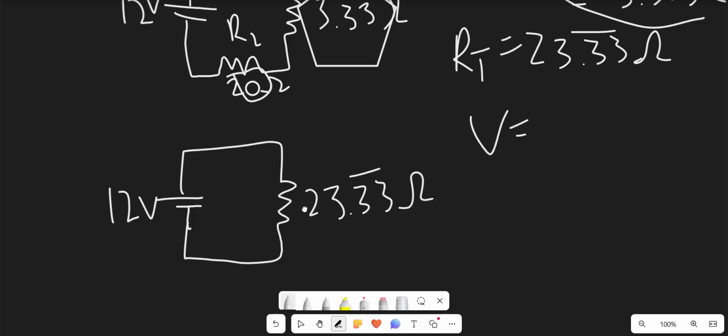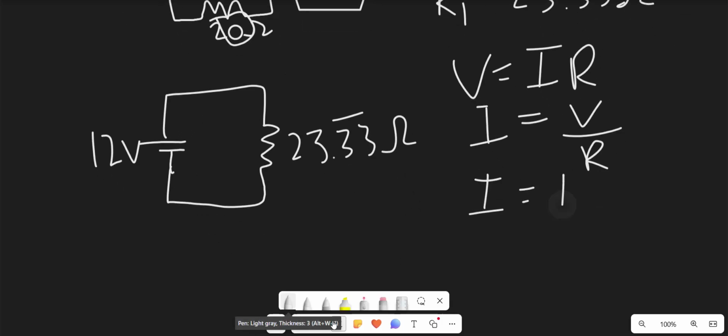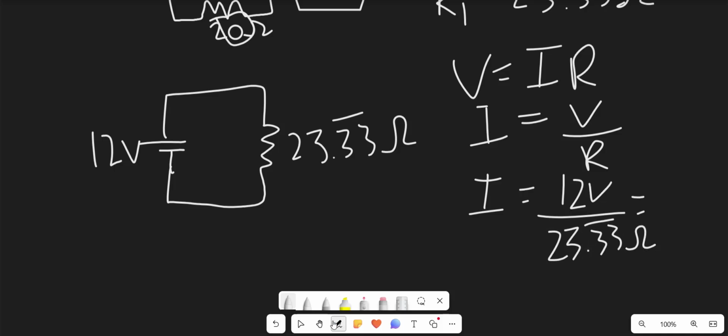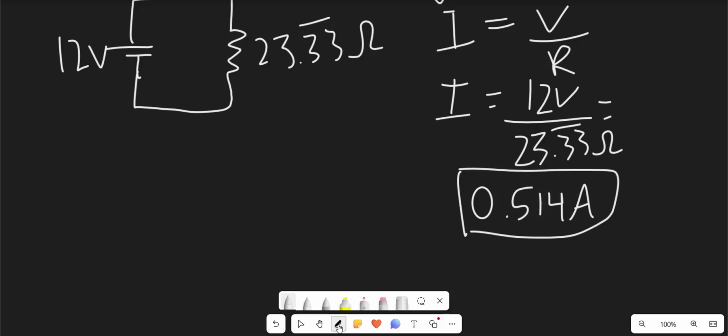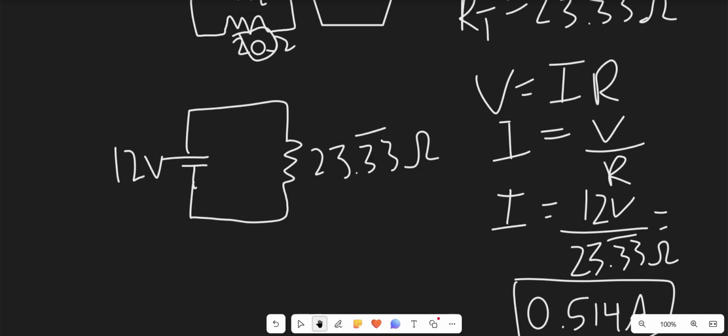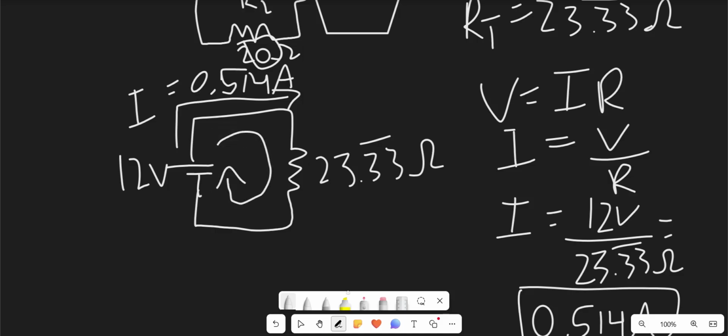And let's use Ohm's law to calculate the current. So plugging what we have into the formula, we can do I equals 12 volts divided by 23.33 repeating, and that should give us approximately 0.514 amps. So that's it for this example. 0.514 amps of current is flowing throughout the resistor. So let me write that down right here. So current is going in this direction, and we have 0.514 amps, and it's going to go in this clockwise manner. So that's all for this example.